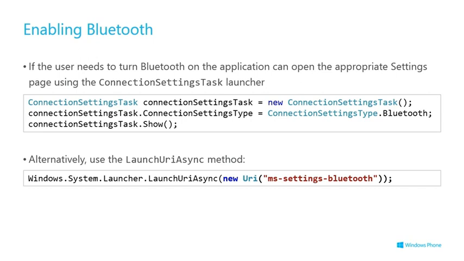Or alternatively, an alternative to the ConnectionSettingsTask is to use LaunchUriAsync with that reserved URI, which is ms-settings-bluetooth, which does the same thing. But either way, it just means from your app you can seamlessly switch the user over to get them to turn on Bluetooth and then try again.